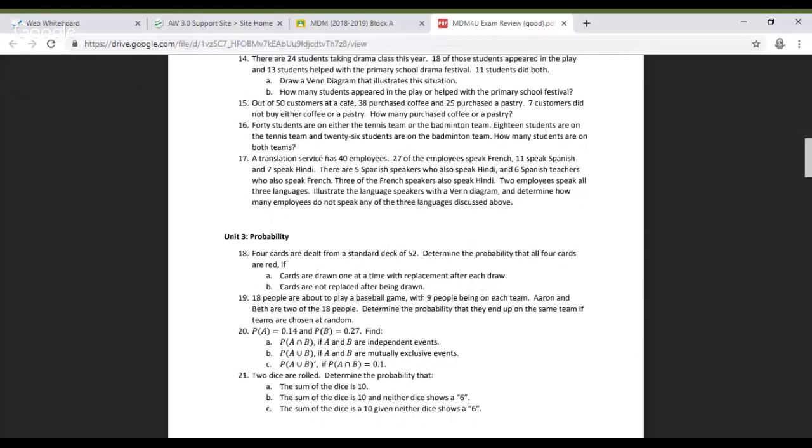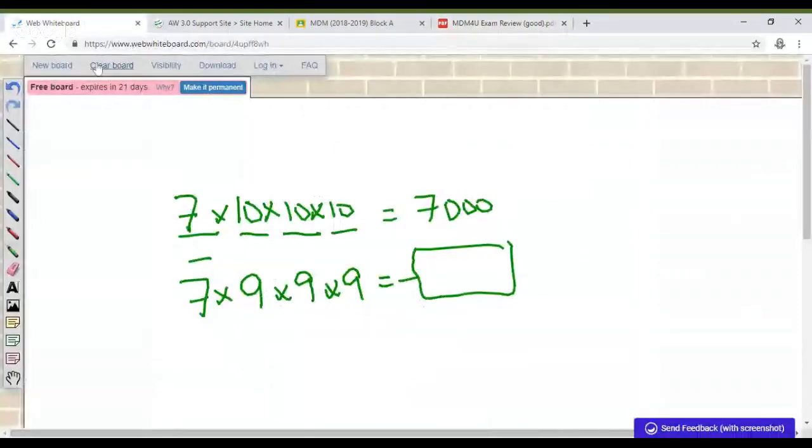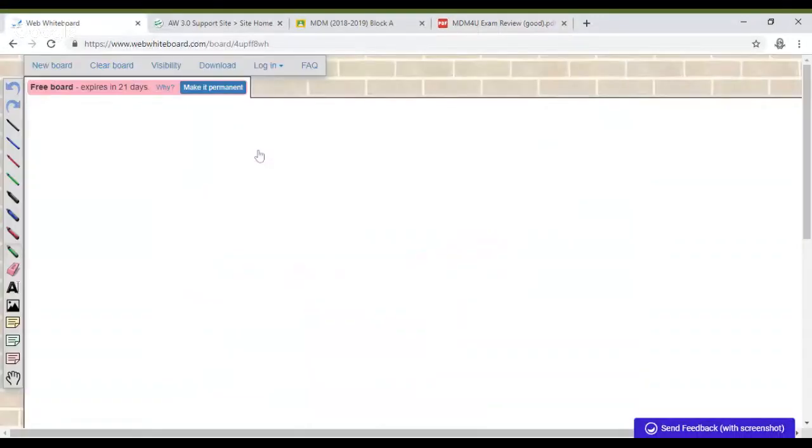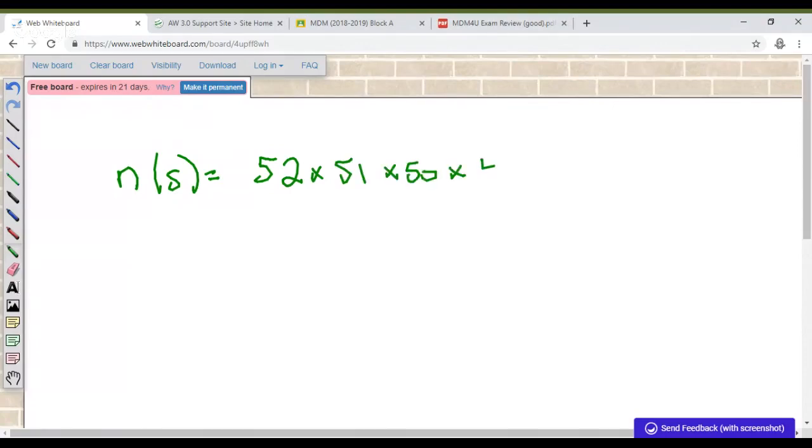18B. 4 cards are dealt from a standard deck of 52. Determine the probability that all 4 are red if cards are not replaced after being drawn. So we are drawing 4 cards from a standard deck of 52, and we're not replacing. So let's do sample space. So 52 cards, and then 51 cards, and then 50 cards, and then 49 cards. You can also calculate that a little quicker by doing 52P4. That's the sample space of the question.